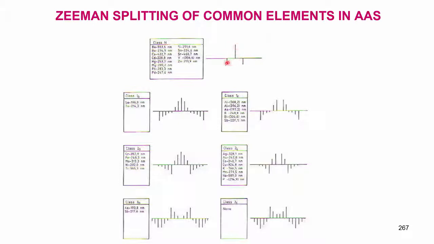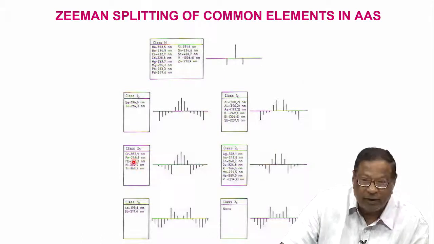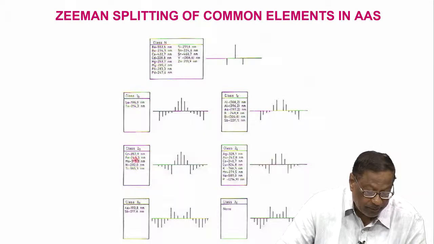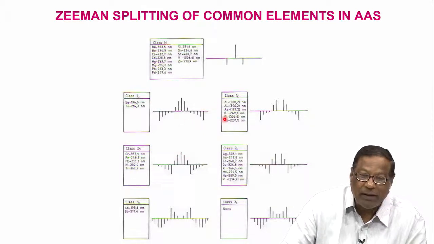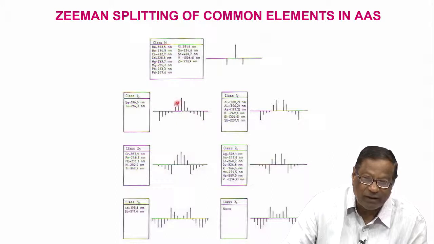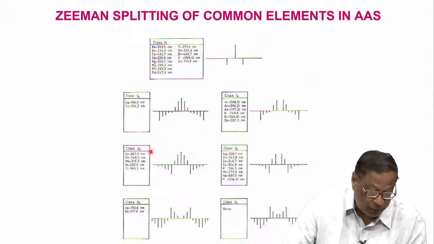The upward and downward signals represent polarization, okay. And here you can see for selenium and tellurium, there are 1, 2, 3, 4, 5 pi components, 5 sigma plus and 5 sigma minus. Similarly, for chromium, iron, molybdenum, etc., we have Zeeman splitting occurring and their wavelengths are indicated here. You do not have to remember these numbers for examination or test. In general, if you remember that some elements are having normal Zeeman effect and some elements are having anomalous Zeeman effect, that should be good enough for your practice of atomic absorption.